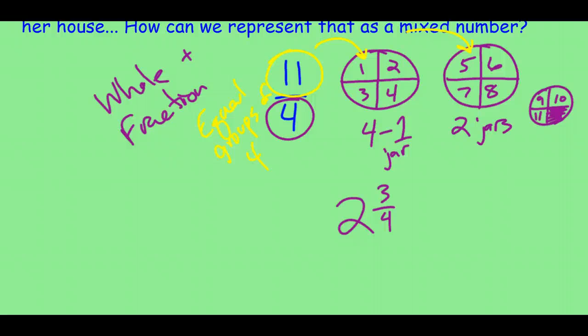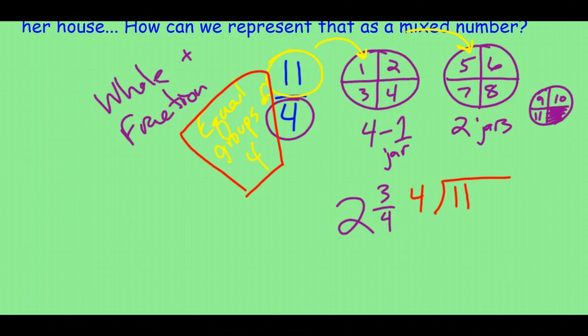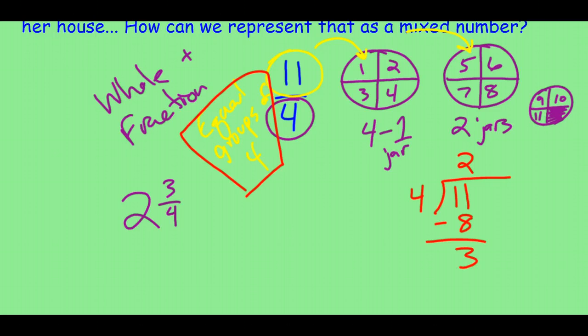Now, if we want to do that without drawing the picture, as we mentioned, we're splitting those things into equal groups of 4 because that's what a fourth means. So we take 11 and we divide it by 4. Let me go ahead and move this fraction out of the way a little bit. So we have 11 and we're dividing it by 4. Well, 4 goes into 11 twice, with 3 left over.